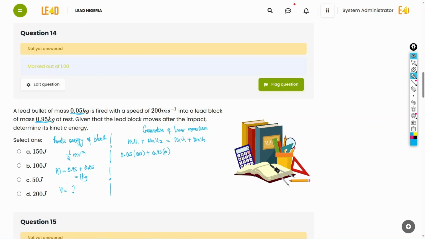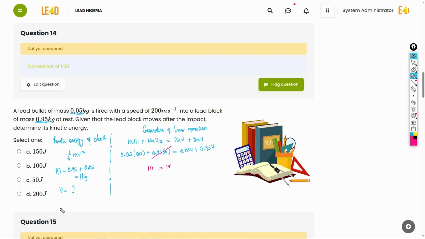Now, if you look here, you would notice that on the other side, afterwards, the final velocities will be the same because they are moving together. So I'll just call both of them v. So I'll have m1, that's 0.05 v plus 0.95 v. Okay, so just a bit of calculation now to get my value for v. This cancels out because 0 times 0.95 is 0, and 0.05 times 200 is 10. That would be equal to 1v. So basically v is equal to 10.